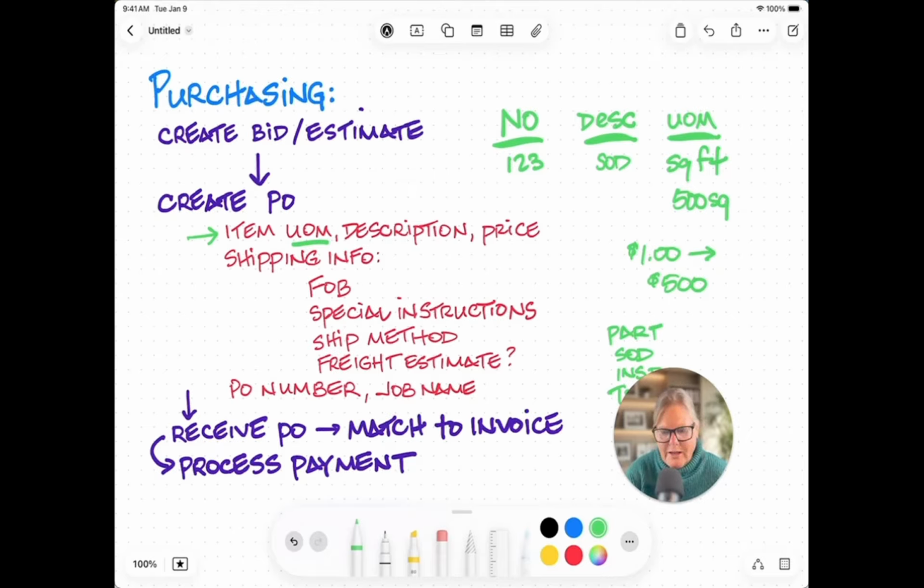You're going to look at the same fields, the item description, the price, unit of measure, but you also need a software tool that allows you to assign a PO number. That is a must, an absolute must. 22 years, I'm telling you, you have to have a PO. Without a PO number, it's a mess. So you must have a PO number, and you must have a job name. You must be able to keep track of how much money.